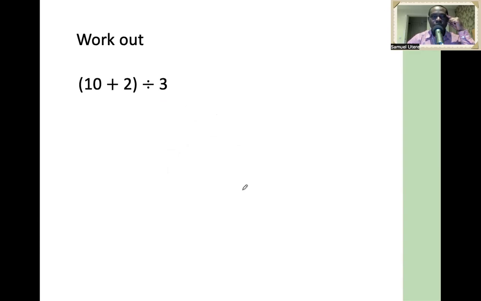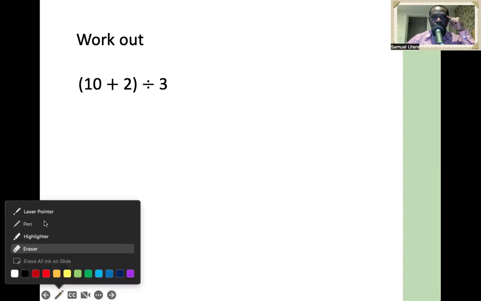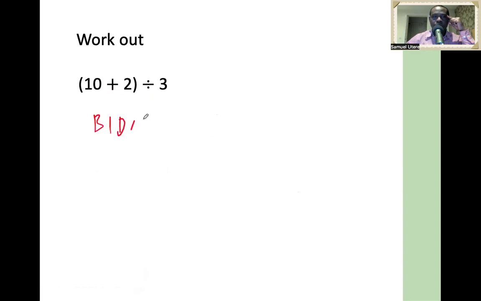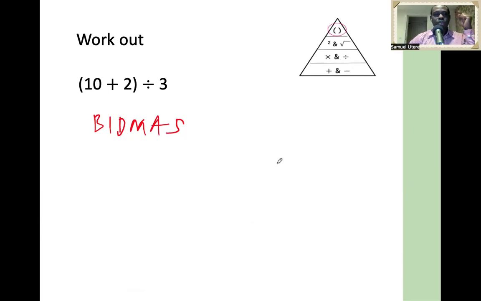Let's look at another example. In this one, again, thinking about BIDMAS, okay? So we do that one first. Why? Bracket comes first. And even if you're using the pyramid, you would see that that comes first. So you do 10 add 2 first, which is 12, and then you divide by 3.